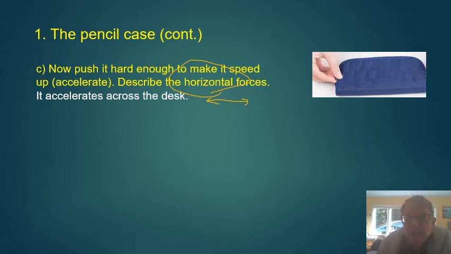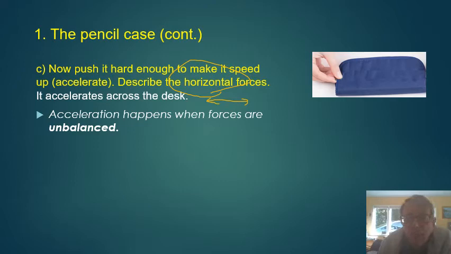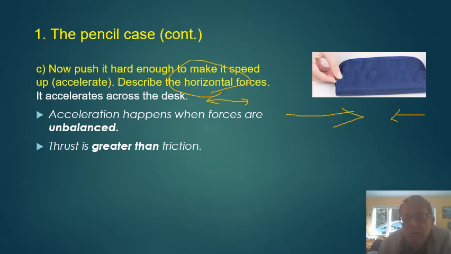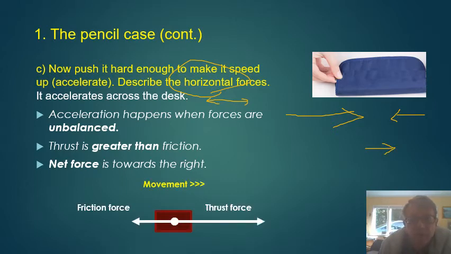So you'll find it accelerates then, it gets faster. And acceleration is caused by unbalanced forces. And this time the thrust is greater than the friction, so there's more force going this way than there is opposing it. That's why it accelerates. So we say there's a net force towards the right. In other words, the net force would be this way, and the movement is from left to right. So that shows the bigger force there. Notice how I'm just drawing this little diagram here to show the forces.